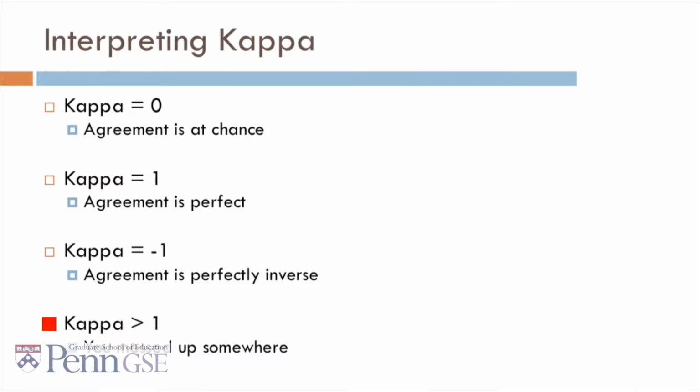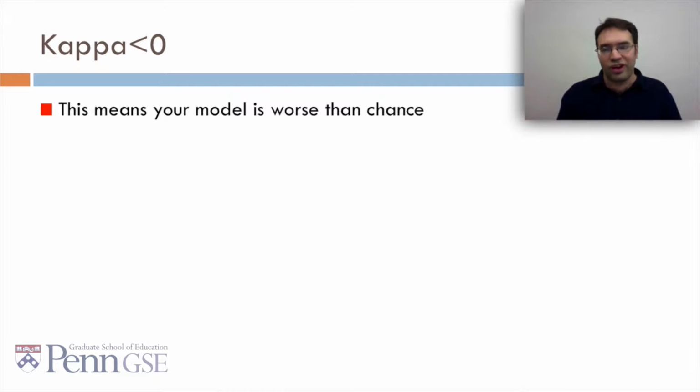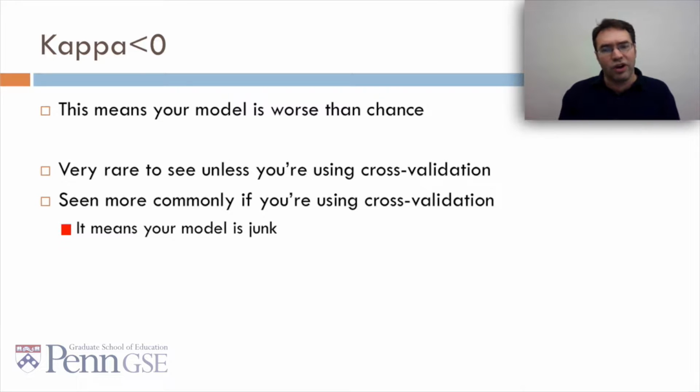And if your kappa is greater than 1, you messed up somewhere. What if kappa is less than 0, but greater than negative infinity? In this case, it means your model is worse than chance. People didn't see this very often when they used kappa for inter-rater reliability back in the day. But you do see it more often if you're using cross-validation, in which case it means your model's junk. What it really means is that your model goes in the opposite direction in the training set and in your test set, which is not something you want. I don't see it very often, but I have seen it in my life.